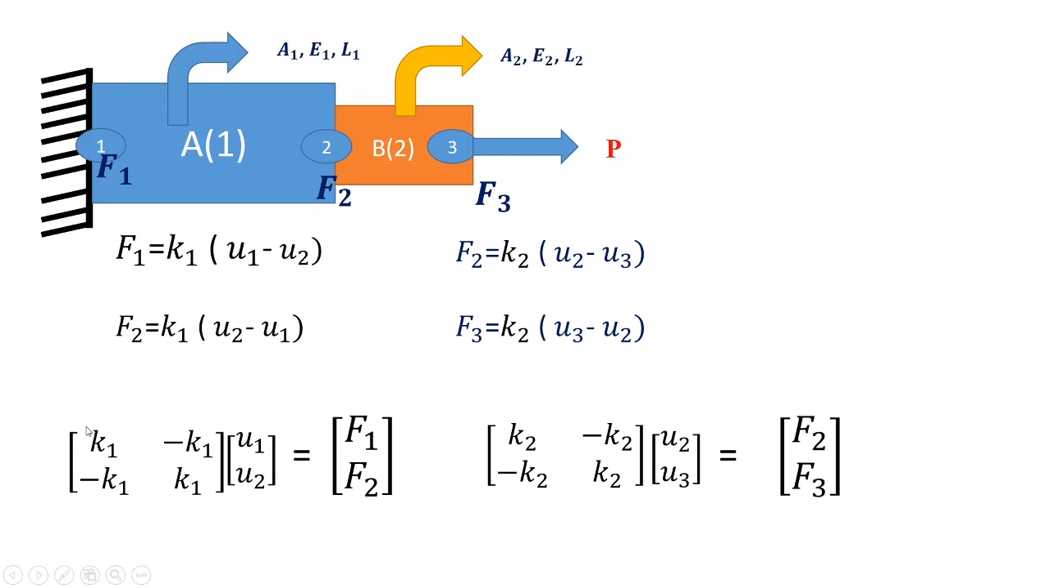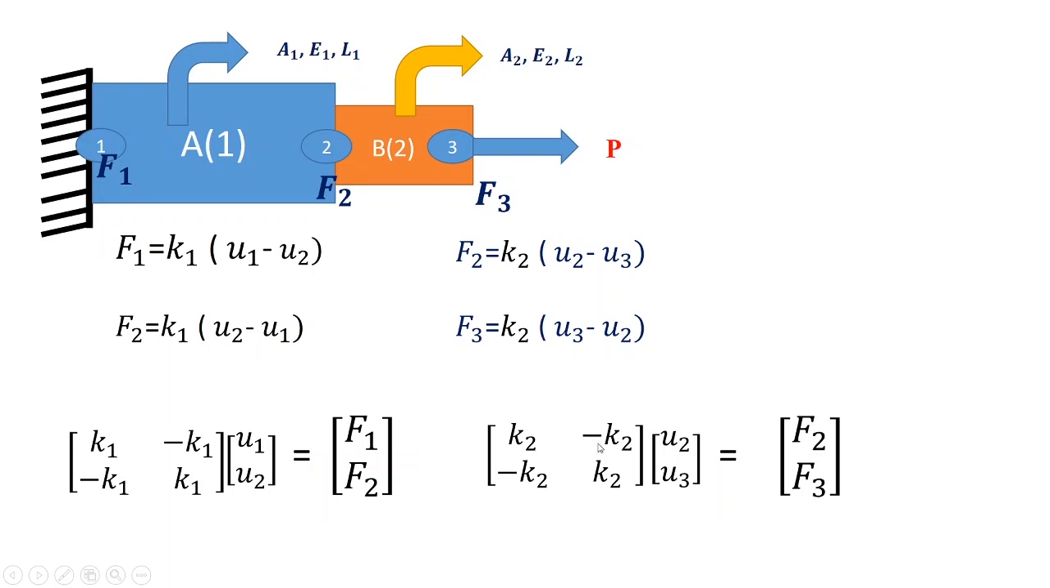Hope you understood. Now similarly we will write F2 and F3. This is my F2 and this is my F3. Got it? Then U2, U3 I will just copy as it is. Now if you see K2 when multiplied by U2, it is positive. K2 when multiplied by U3, it is negative. So minus K2.